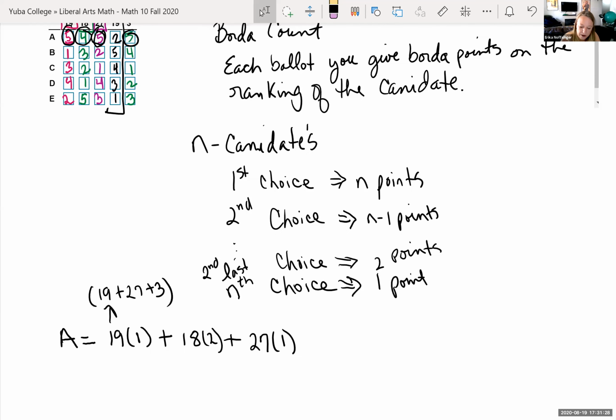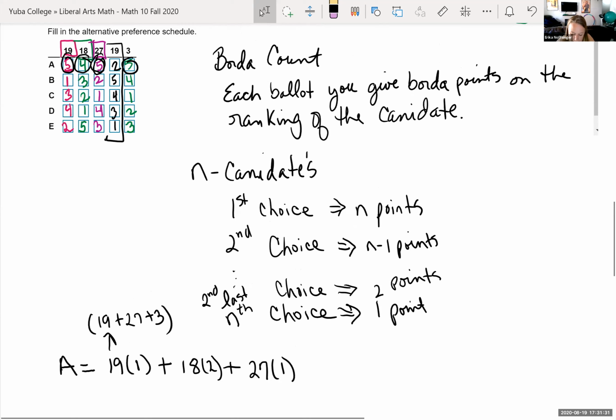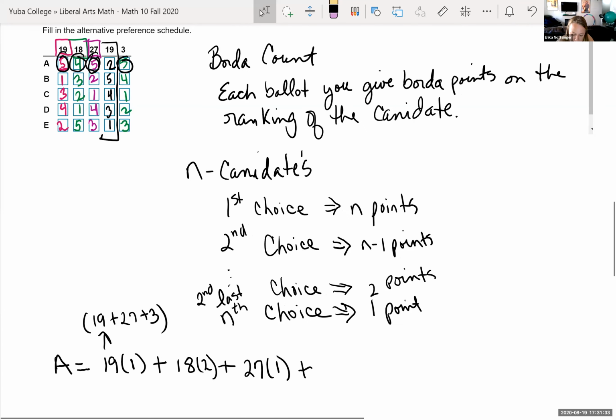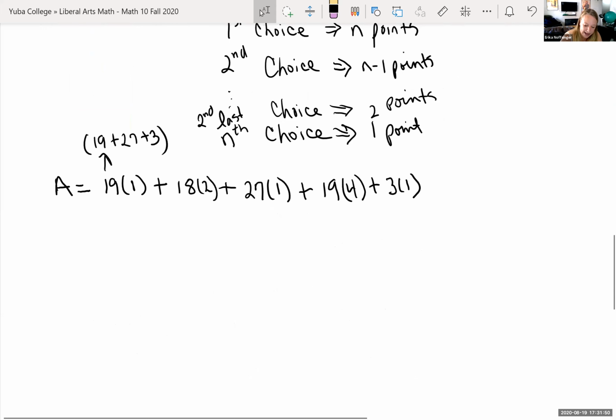19 people said that A was their second choice. So 19, second choice, they get 4 points. And then there's 3 people over here that also said they were last place. So 3 times 1 point for last place. And so we can look at the Borda count for this candidate A. I'm going to do it below.